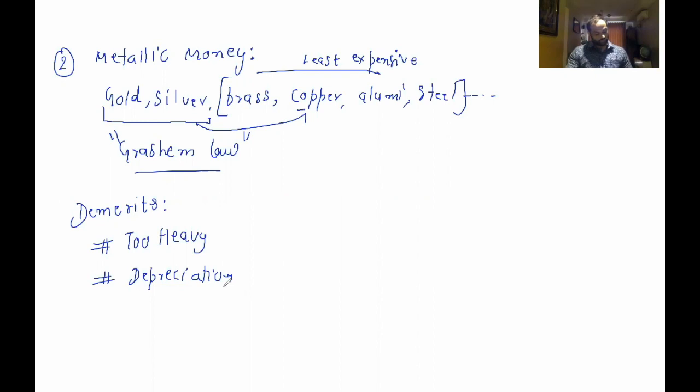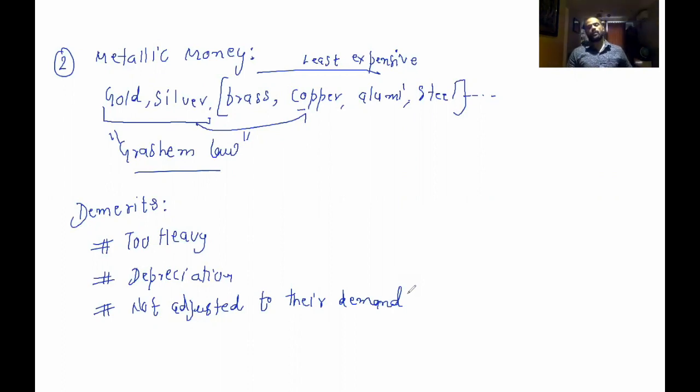Another reason is that it was not adjusted to demand. That was another problem. The production of these coins was not equal to the demand for coins in the market. As a result, not everybody had coins, or not everybody was using coins to exchange commodities.